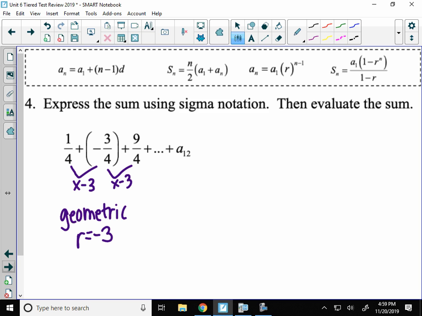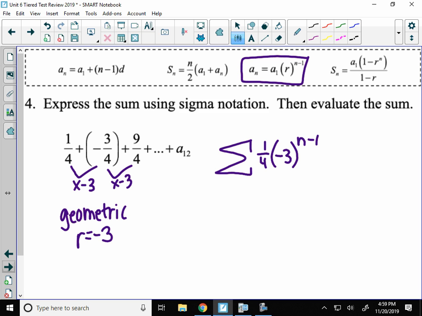So in order to write sigma notation, geometric is a lot easier. You jump right to writing the formula. Now my first term is 1/4. My common ratio is negative 3, and then n minus 1. Now the indexes here are also easy because 1/4 is the first term, and it doesn't tell me what the 12th term is, but I do know that the n is 12.